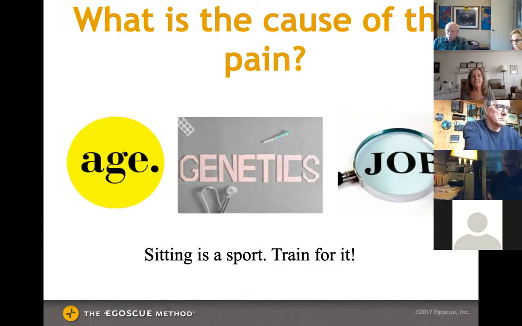And it's not that stairs are bad for us or that you shouldn't do stairs. It's just that we have to fix the reason the pain is there, and then stairs no longer are an issue. So I'm just trying to get you guys to realize, and many of you on here know, that we have to address the cause and not just the symptom. That's really what we're all about at Egoscue.